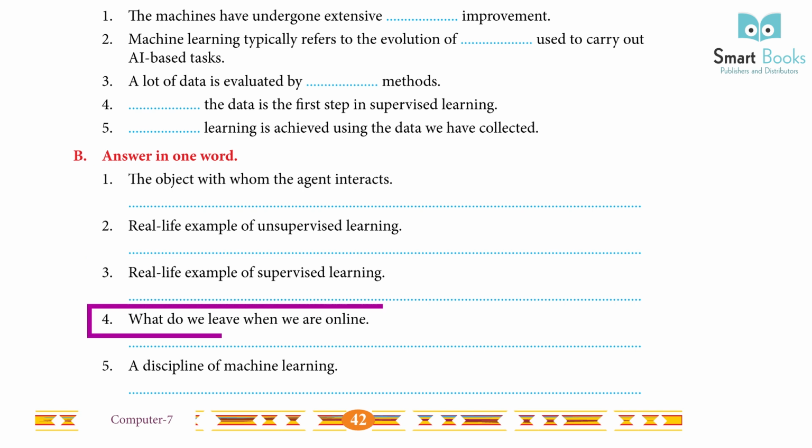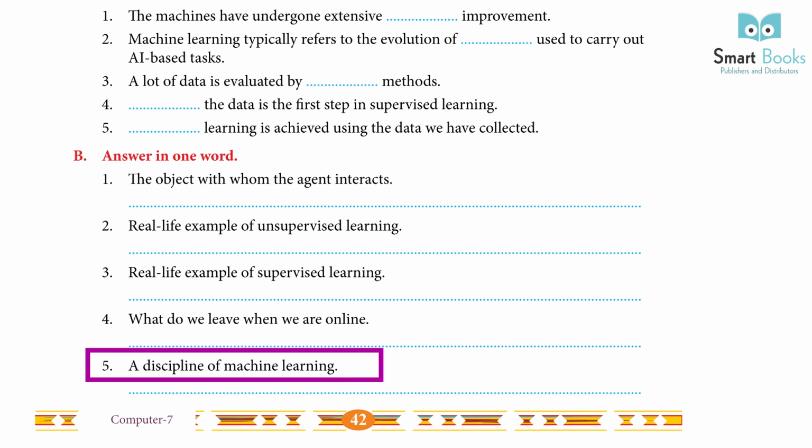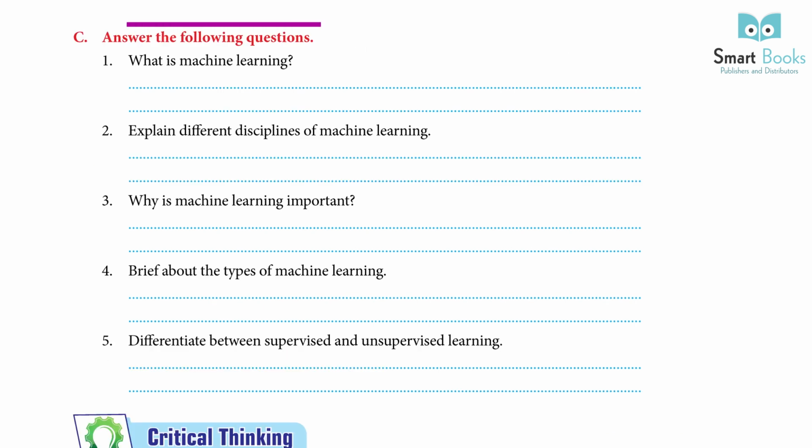4. What do we leave when we are online? Answer: digital footprint. 5. A discipline of machine learning. Answer: statistics. C. Answer the following questions. 1. What is machine learning? Answer: machine learning refers to the evolution of software used to carry out artificial intelligence related tasks.